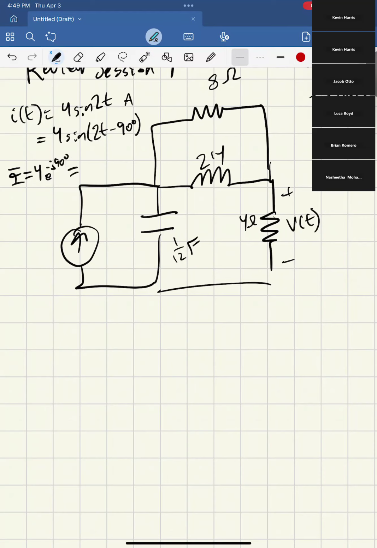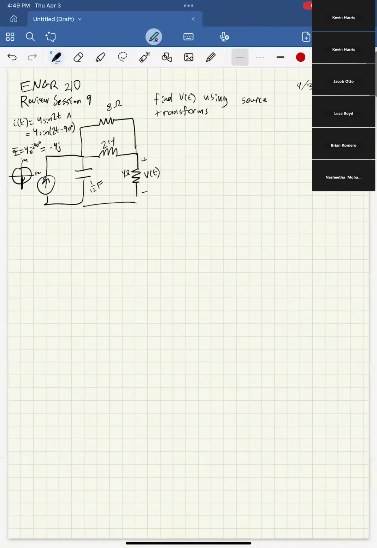One simplification you can make is to think about the unit circle of the real and imaginary axes, where negative 90 degrees is. It's a pure imaginary component. So this is equal to negative 4j because it's straight down. So that's negative j4 amps, or negative 4j amps. So I'll write this as negative j4.